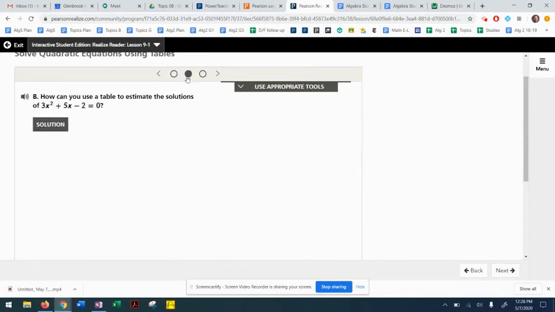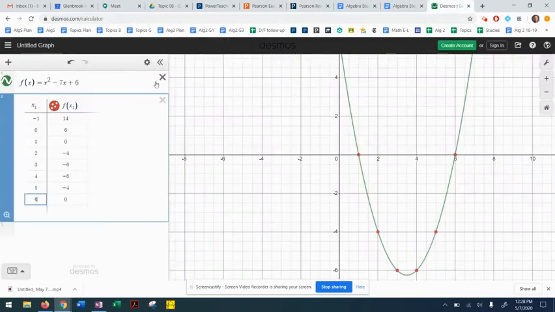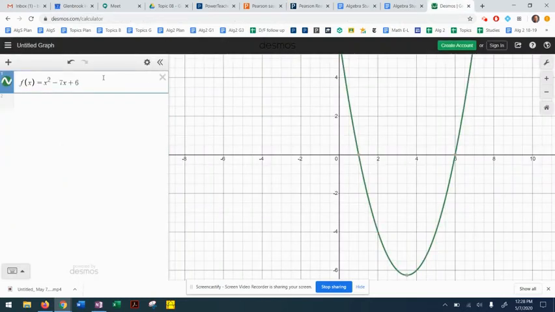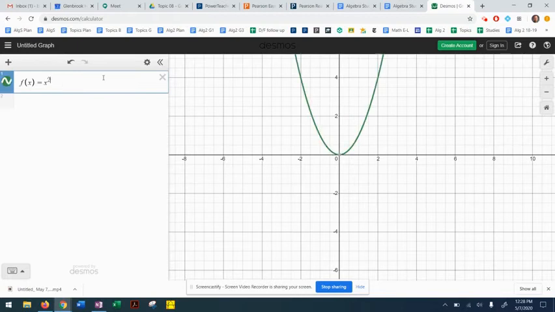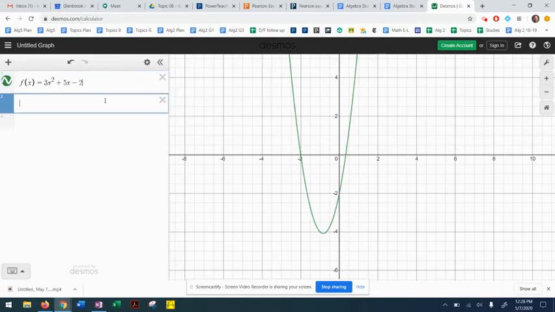Next example, how can we use a table to solve this one? 3x squared plus 5x minus 2. Generating the table, I'm going to go over to decimals and generate the table this time. So we've got the function 3x squared plus 5x minus 2, and then I'm going to add a table. We can see the graph, of course, side by side.